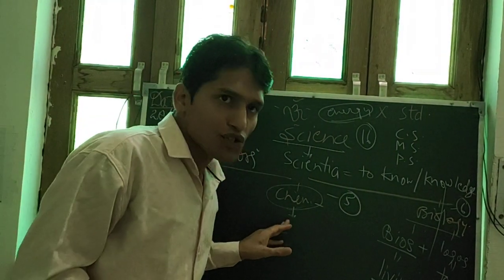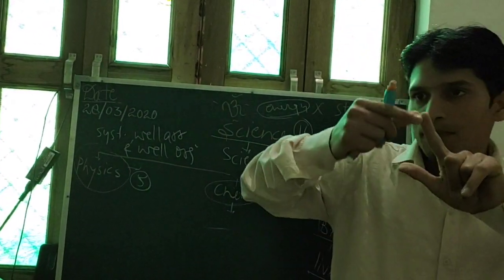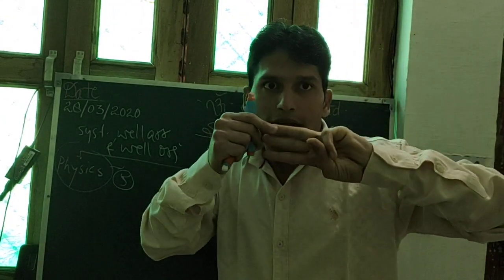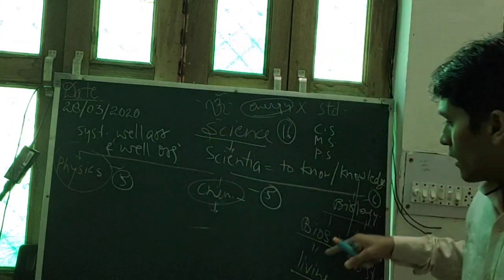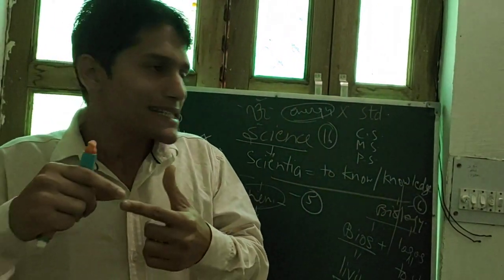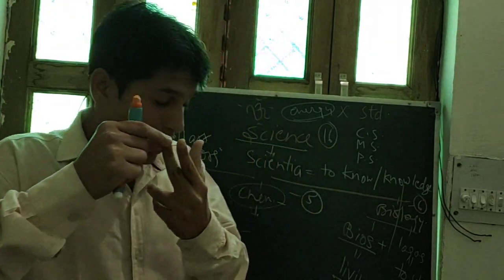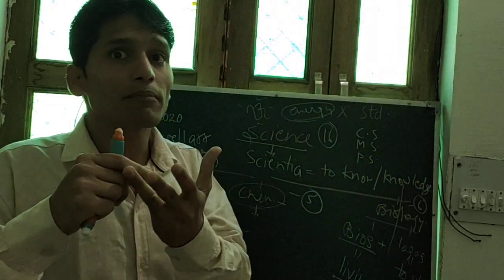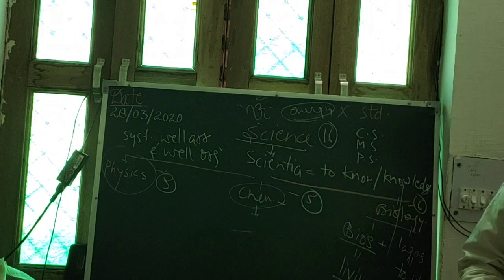If we talk about chemistry, there are 5 chapters: chemical reactions and equations, acids, bases and salts, metals and non-metals, carbon and its compounds, periodic classification of elements. If we talk about biology, there are 6 chapters. First is life processes, second is control and coordination, third is how do organisms reproduce, then heredity and evolution, our environment, and management of natural resources.